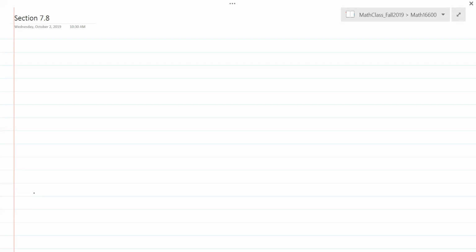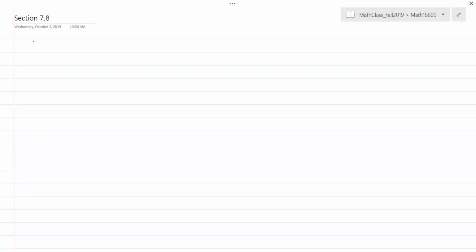In Math 165, we define the integral as a limit of a Riemann sum. But those are the integrals on the closed interval. First of all, let's go over what we did, okay?